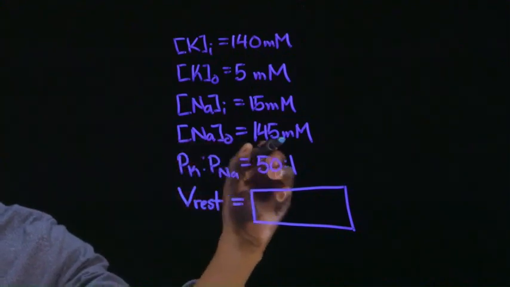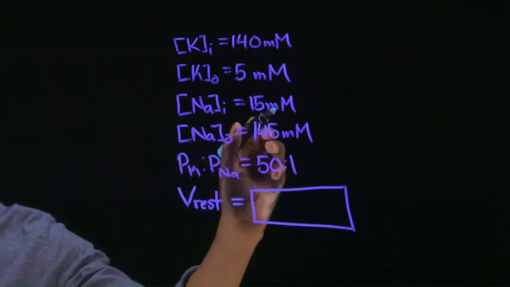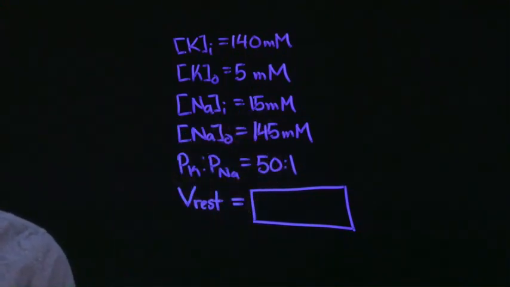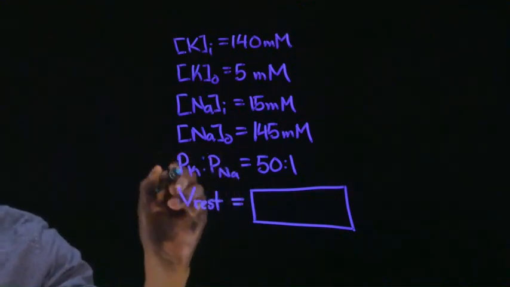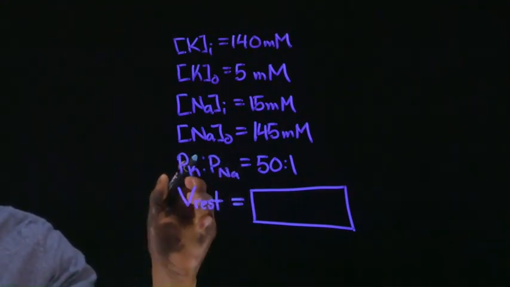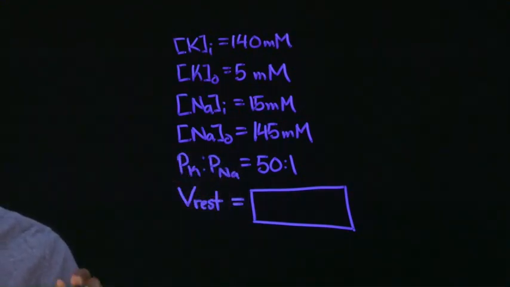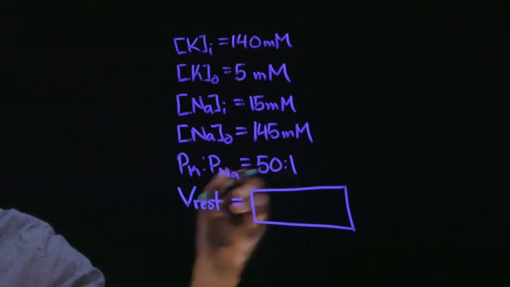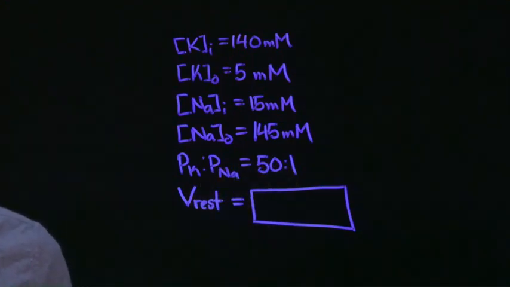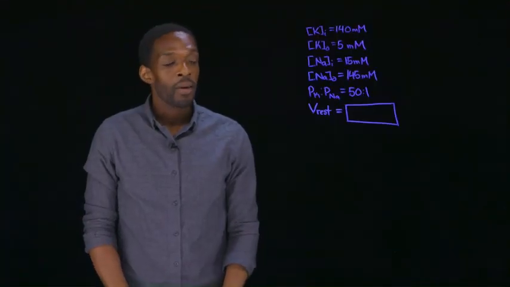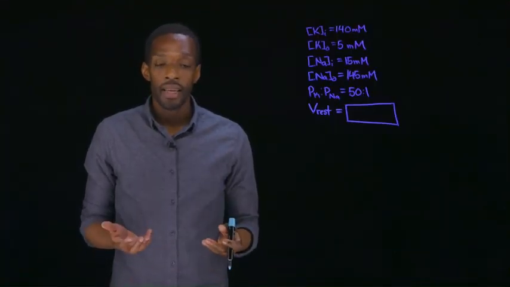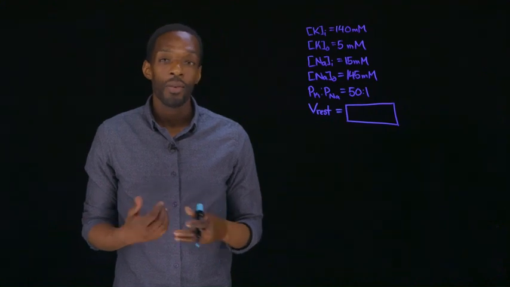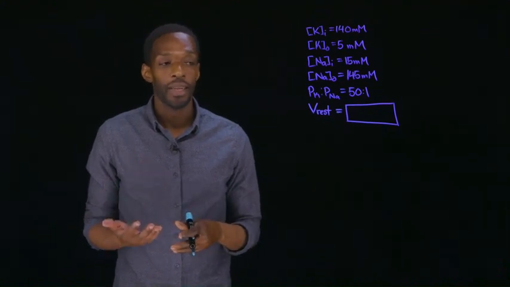The extracellular sodium concentration is much higher than the intracellular sodium concentration. And then if we look at the relative permeability of potassium to sodium, we see that the membrane is 50 times more permeable to potassium than sodium. And these are the conditions that would be typical of a neuron at rest. Okay, so in order to calculate the resting potential, what we would need to use is the Goldman equation.